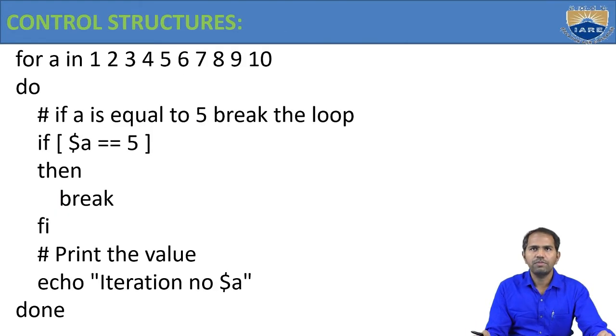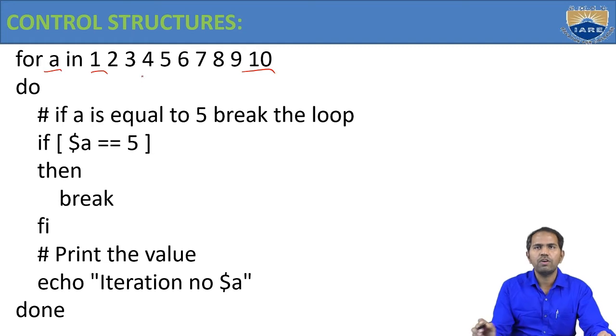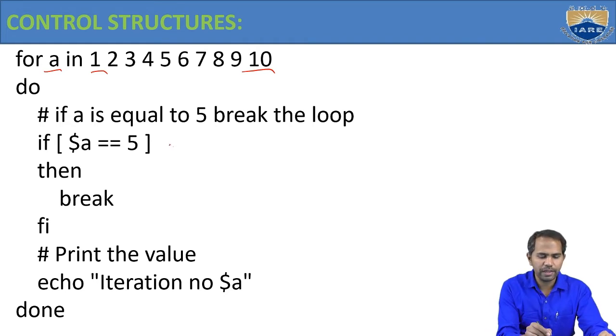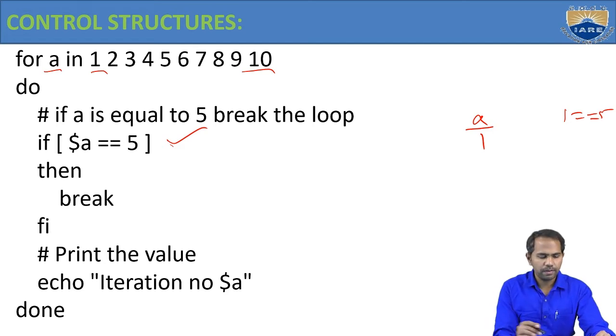So see an example of this. Now I am taking for a. A is a variable which takes the values 1 to 10. First, take a value of 1. If a is equal to 5, break the loop. Now within the loop I am writing the condition: if a equals 5. What is the a value? Initially it is 1. Now 1 equal to 5, the condition fails. So it does not break, and does not enter the if condition.